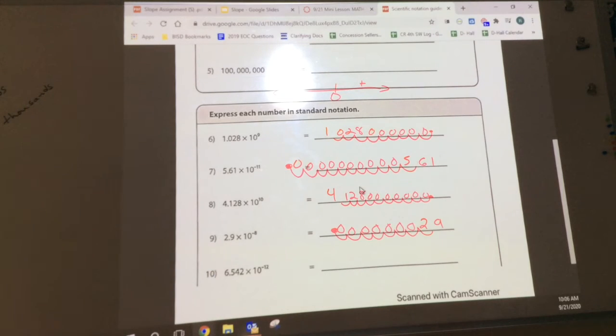All right, I would like everybody to try number 10 on their own, please. I'll read the number out loud for you. It is 6.542 times 10 to the negative 12.